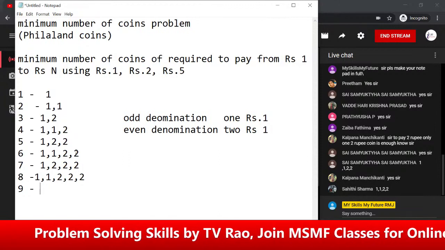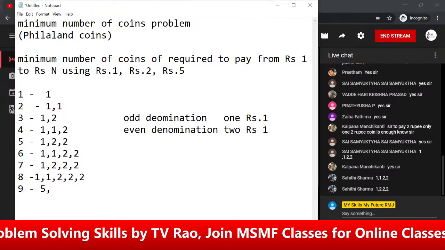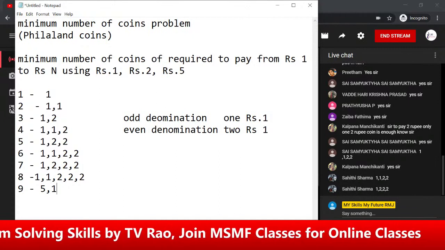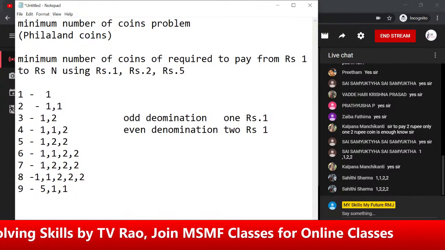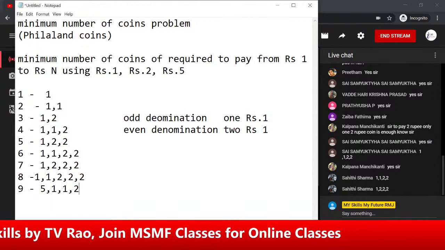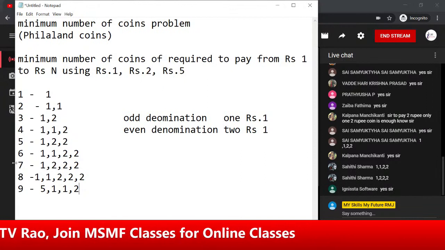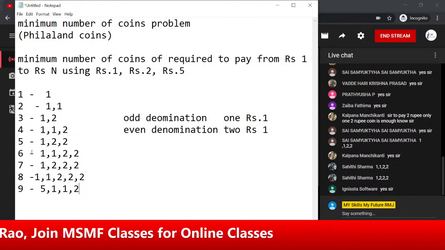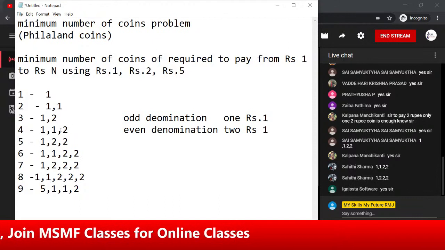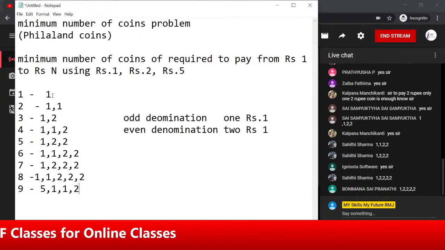I want to pay 9 rupees. Here I can go for a 5 rupee coin, and two 1 rupee coins and one 2 rupee coin. Okay. Now using these 4, I can pay 8, I can pay 7, I can pay 6, I can pay 5, I can pay 4, I can pay 3, I can pay 2, I can pay 1. Is this clear?